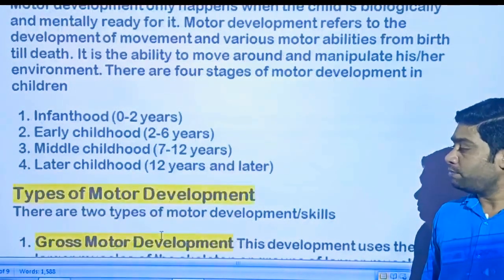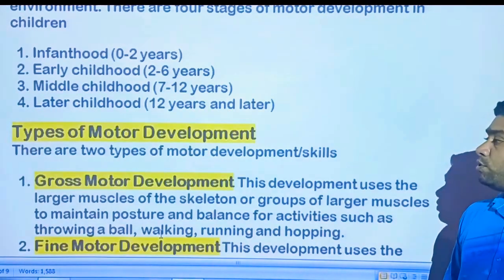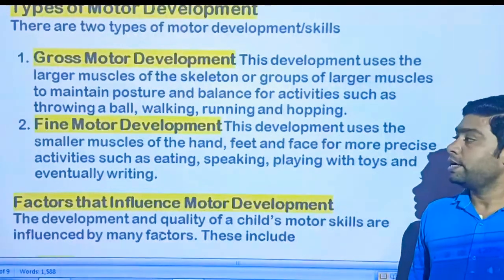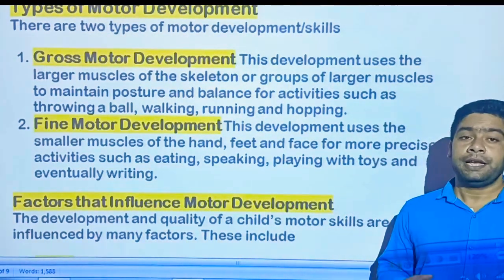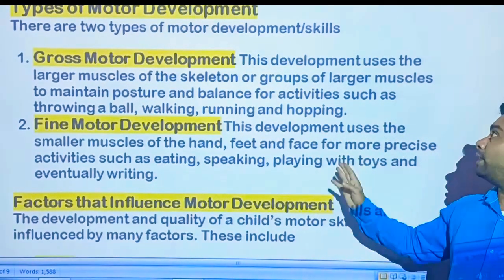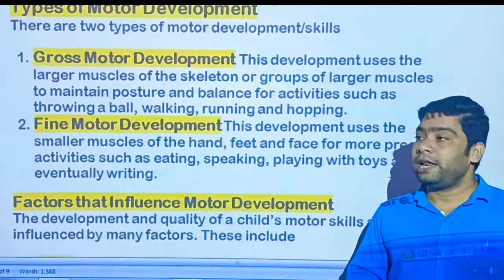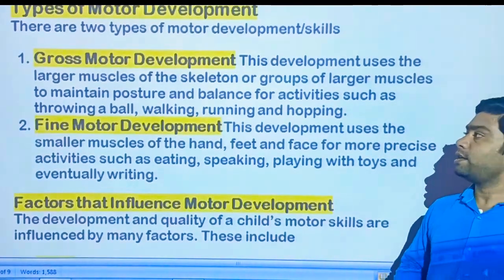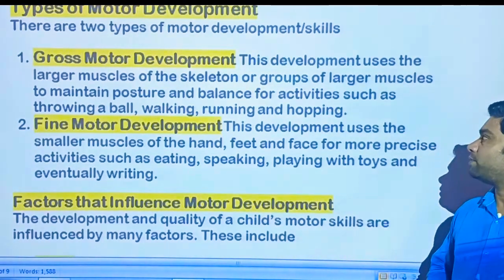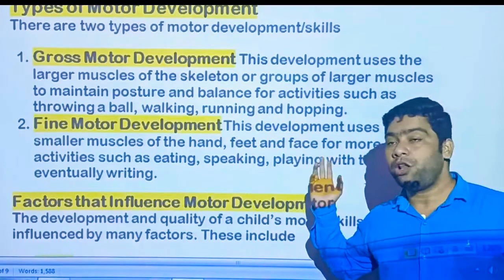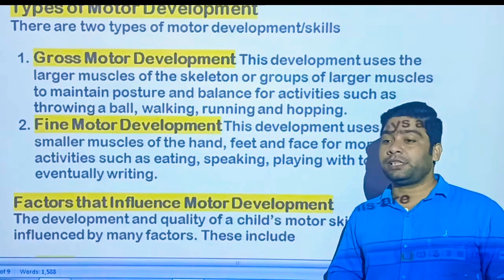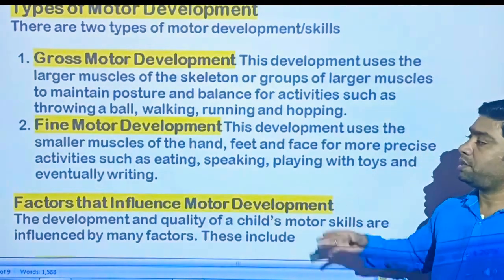So now the types of motor development. There are two types of motor development. First one is gross motor development. Second one is fine motor development. Gross motor development uses the larger muscles like our hands and thighs, and groups of larger muscles on the skeleton to maintain posture and balance for activities such as throwing a ball, walking, running, and hooping. Because in these activities the larger muscles are involved.